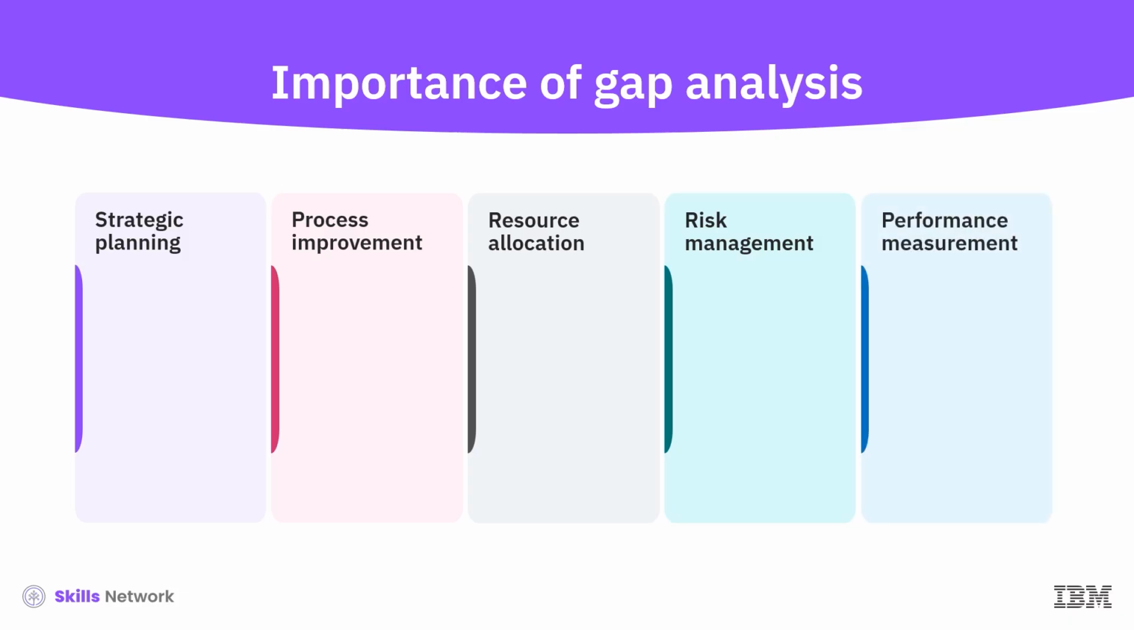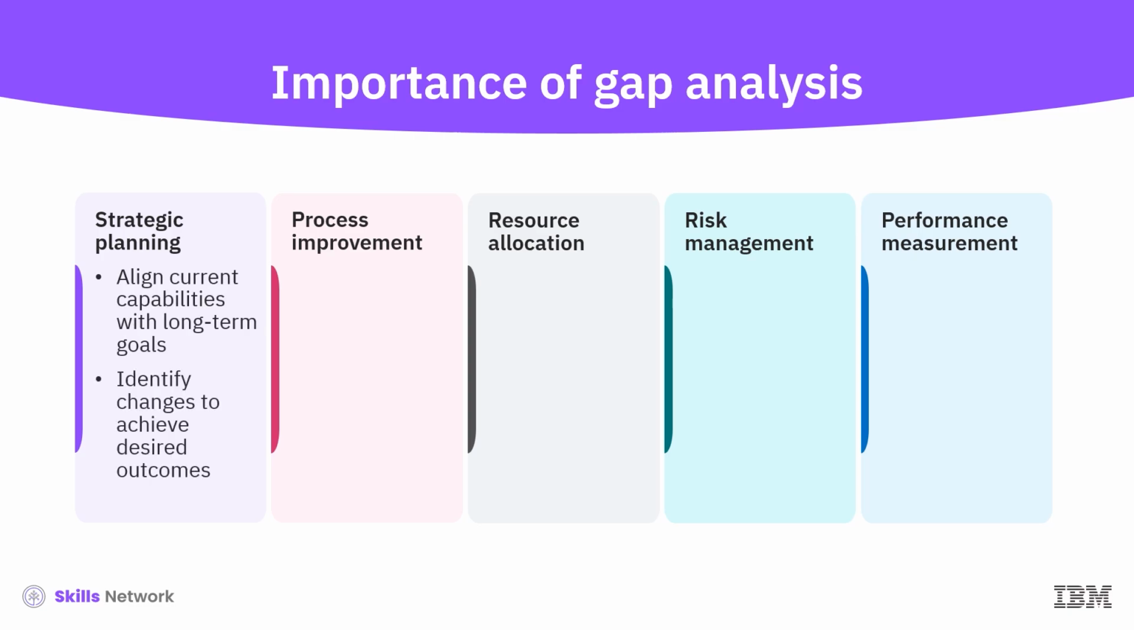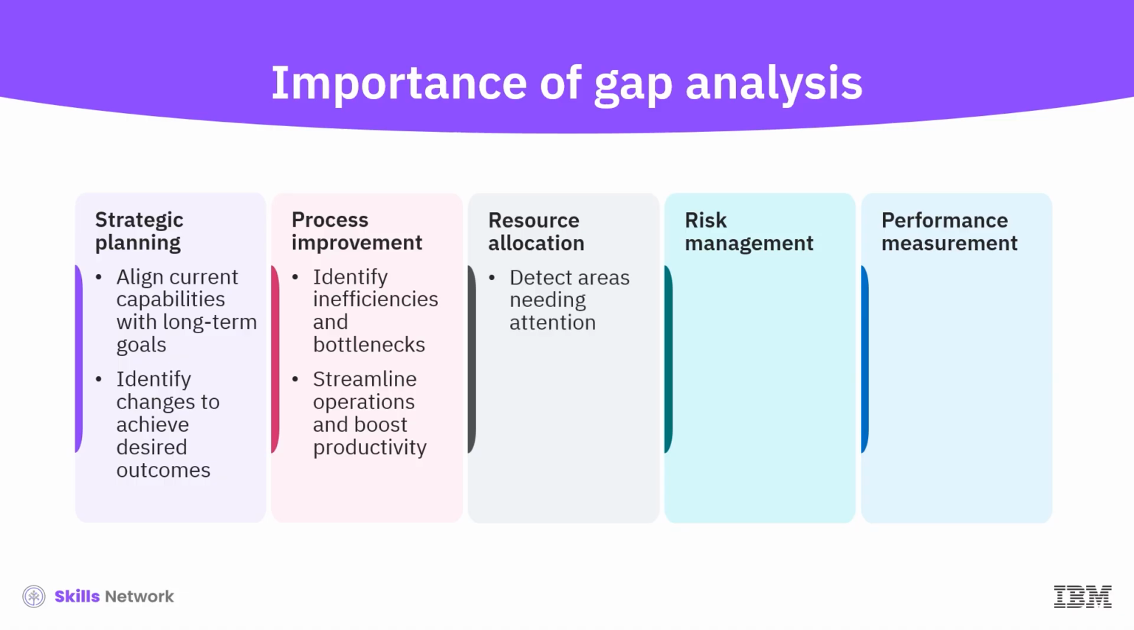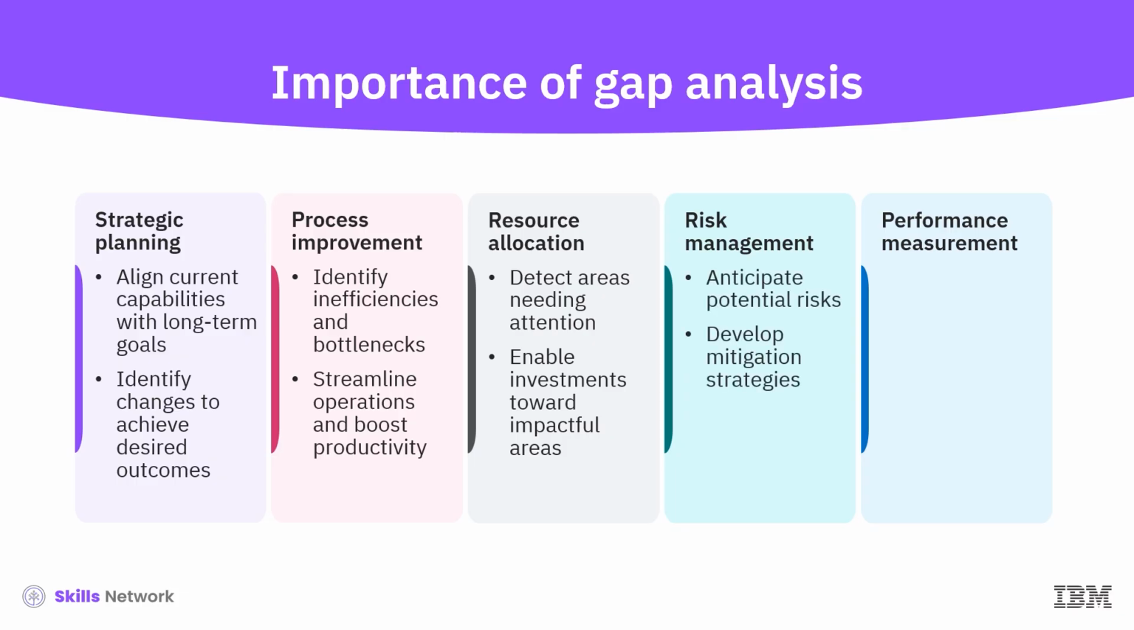Gap analysis aids in strategic planning by aligning your current capabilities with long-term goals and helping you identify necessary changes to achieve desired outcomes. In terms of process improvement, it identifies inefficiencies and bottlenecks, streamlining operations and boosting productivity. Further, it highlights areas needing attention for resource allocation, enabling you to direct investments towards the most impactful areas. It also helps you anticipate potential risks and develop mitigation strategies. Additionally, it sets performance benchmarks, allowing you to define specific goals and track progress over time.